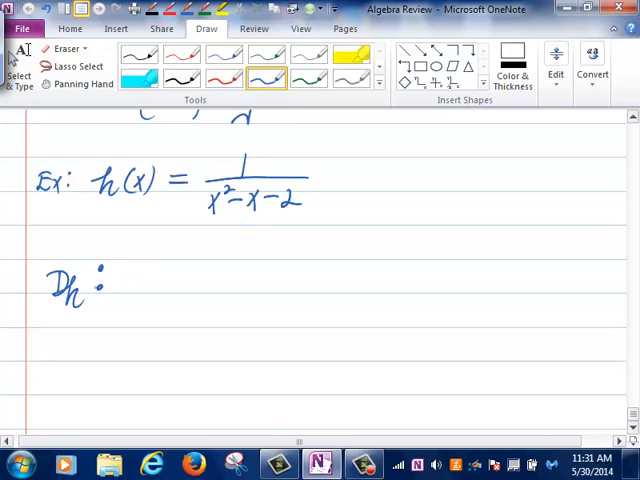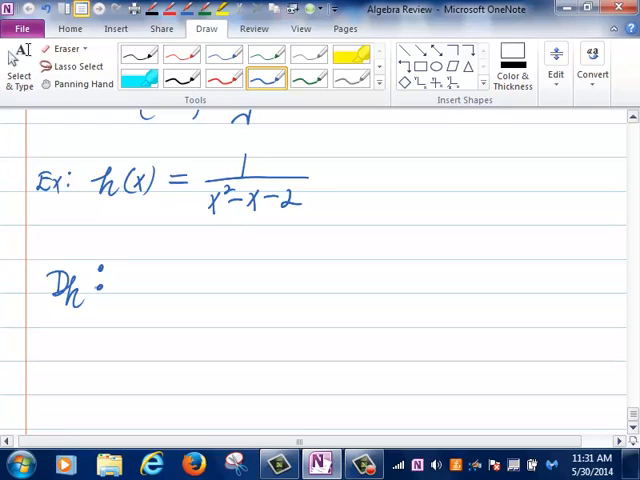How do I determine that? Well, I need to know for what values of x this fraction will make sense, right? The denominator of the fraction is given by x squared minus x minus 2. So the question is, for what values of x will this fraction make sense? Well, the fraction makes sense as long as you don't get 0 in the denominator, right? So the domain would be all real numbers, all values of x except for the ones where the denominator is zero.